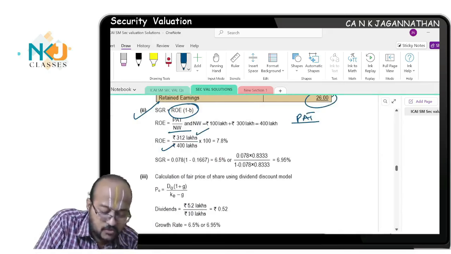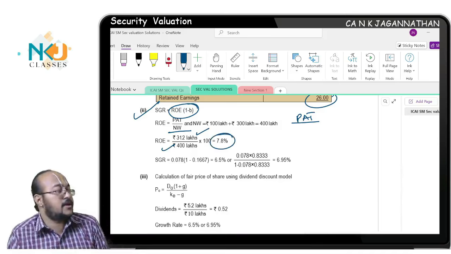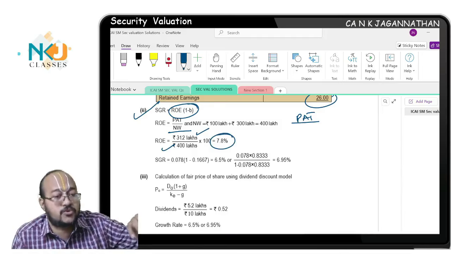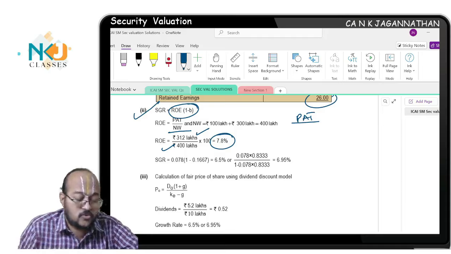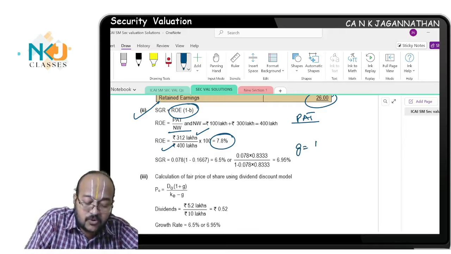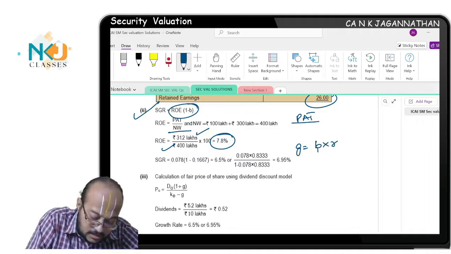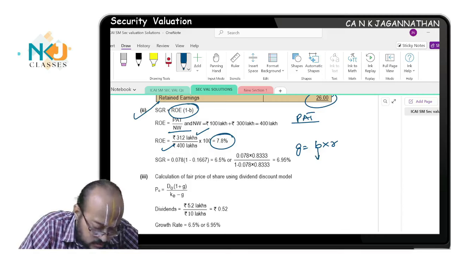PAT is 31.2 lakhs. Here, how much are you getting? Return on equity is 7.8% into 1 minus B. Here 1 minus B is there. 1 minus B in the FCFE computation formula is the borrowing ratio. Here 1 minus B is nothing but the retention ratio. G we compute as B into R. Are you all understanding? We compute the same thing only. Here this B is nothing but the retention ratio in the question. How much is the retention ratio?